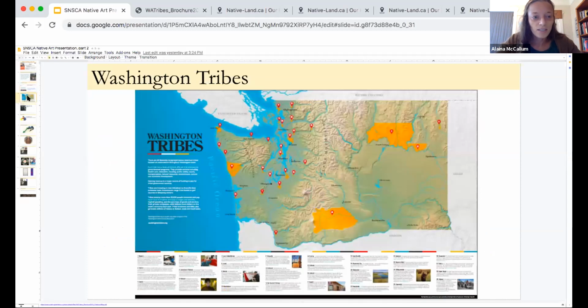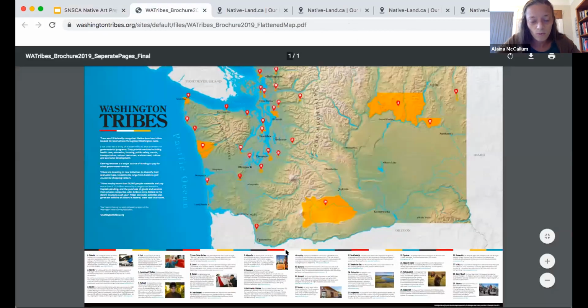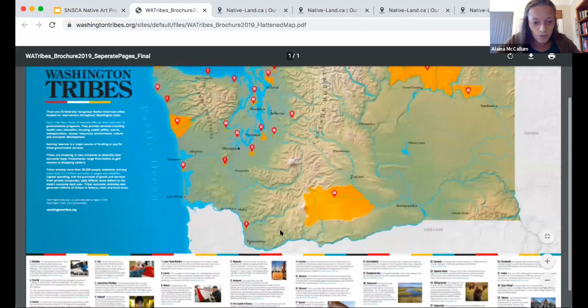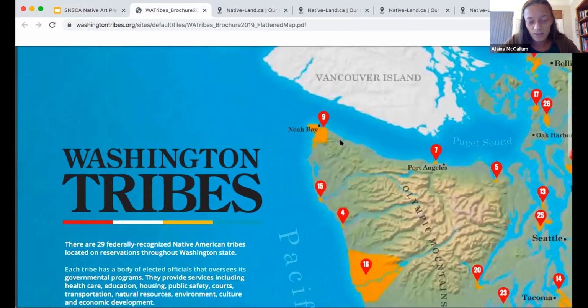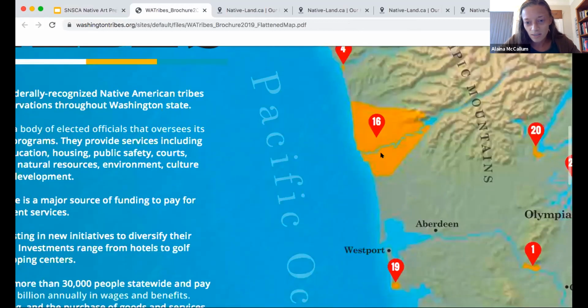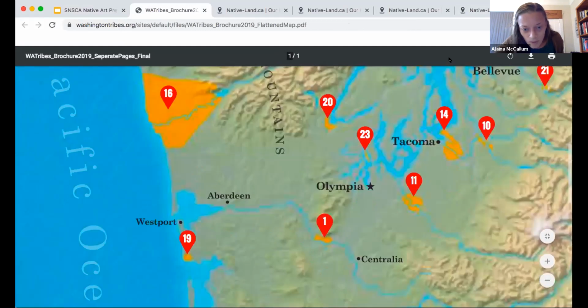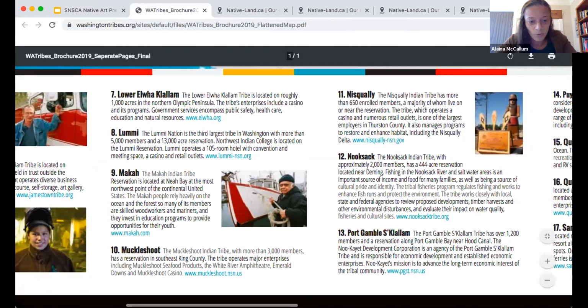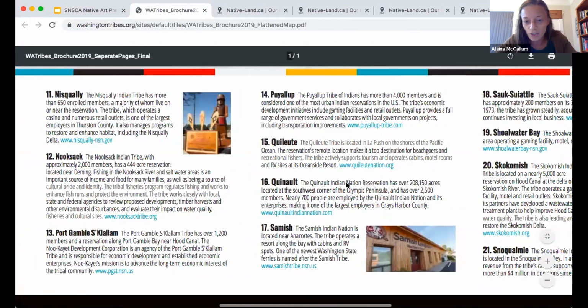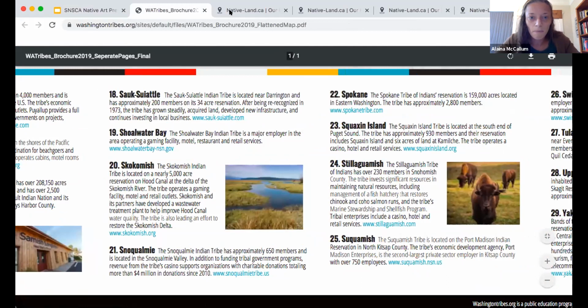And then some awesome resources in terms of Washington tribes. Larry had found this the other week, and I'm going to go to the actual PDF of it. Over here, we can see the Makah and the Sequim. And then down at the bottom is a description of each of the tribes and a link to their website.